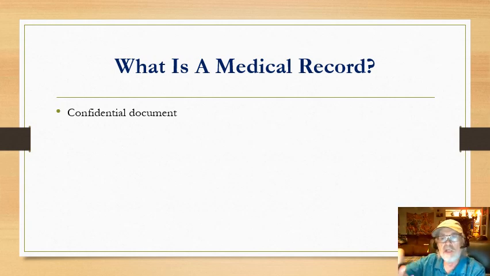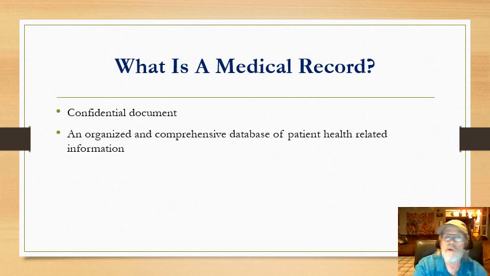The P stands for portability. How can those records be sent to somebody else? So the medical record is confidential. If there's something in there that you don't want other people to see, they can't see it. Okay, it's against the law for them to see it. So it's a confidential document in all those situations.